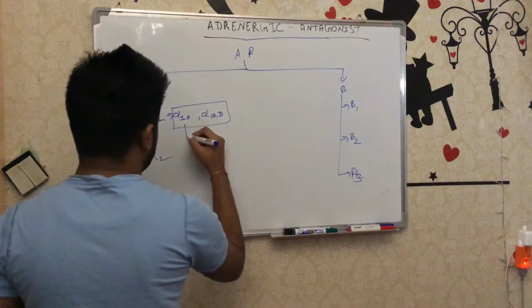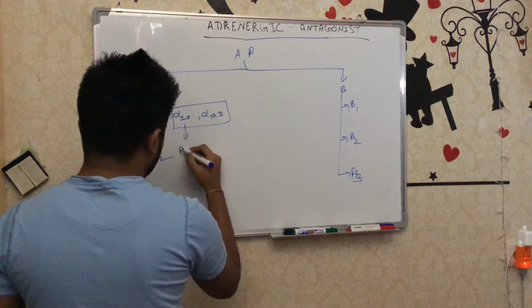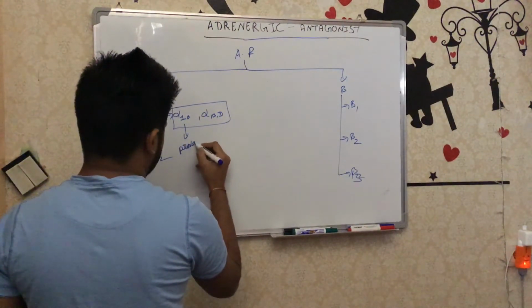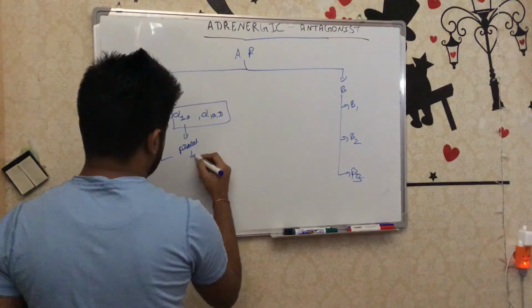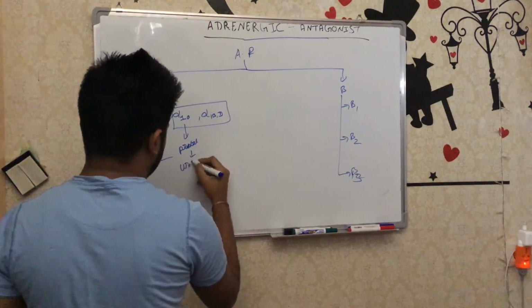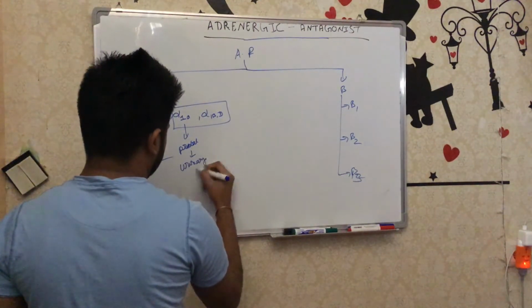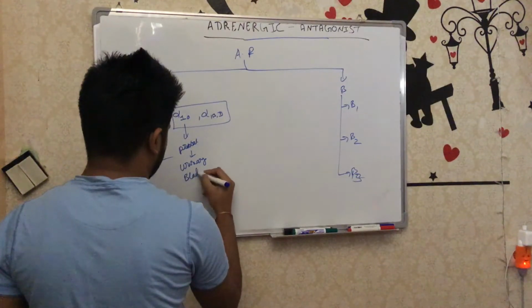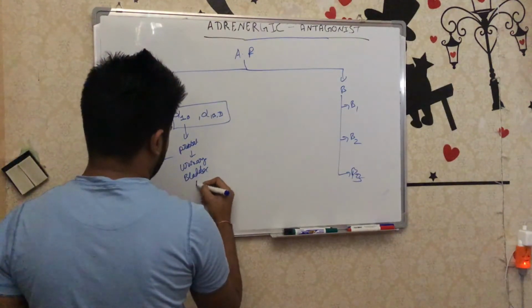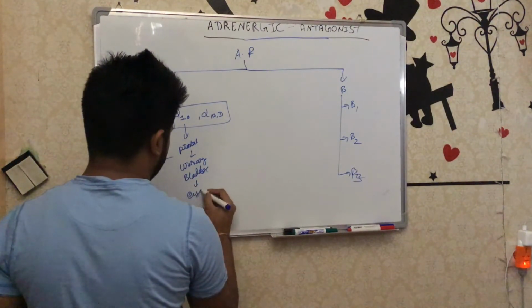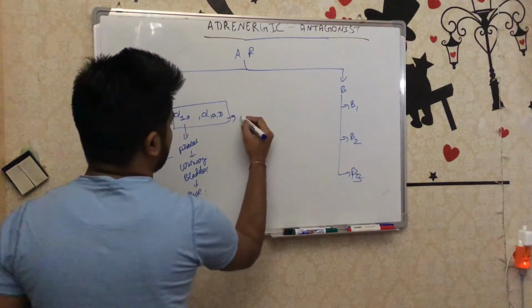Alpha 1a is localized in the prostate, urinary bladder, and eye. Alpha 1b and d are mostly in the vessels.